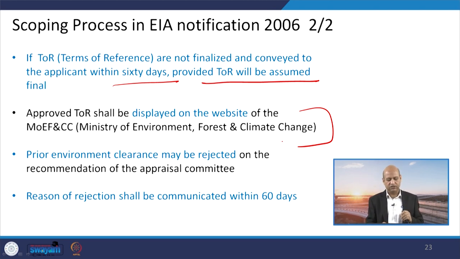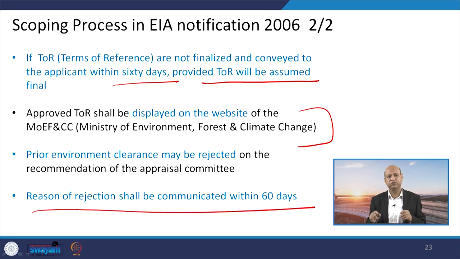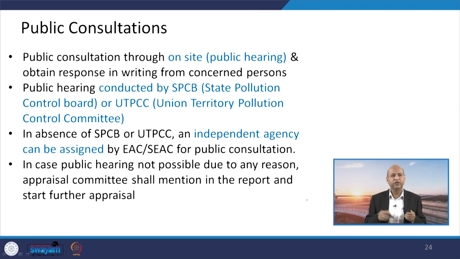Then the prior EC, or environmental clearance, may be rejected on the recommendation of the appraisal committee, that is possible. On the basis of whatever information has been given, they can decide that this is not good and something has to be done. The reason for rejection shall be communicated within 60 days. So, again a timeline is there. The committee has a responsibility: you cannot just linger on, you cannot harass the client, they are part of our country building activity. If you are not satisfied, give them an answer. That accountability is the wonderful part of this notification.